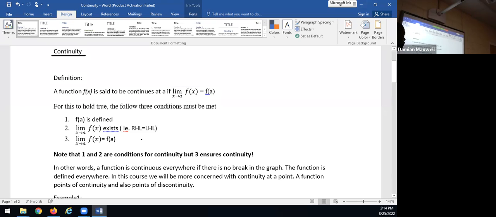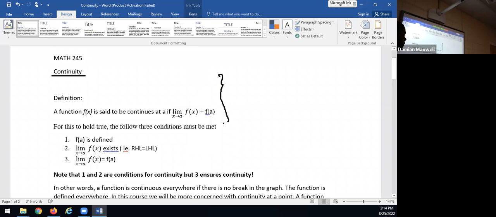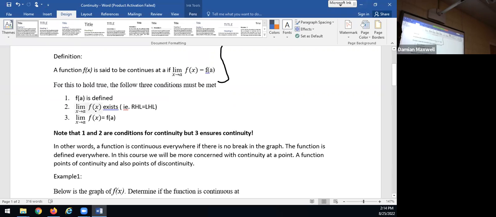And I'm going to break it down for you into 3 parts so you can see what I'm talking about. So what we're saying is that these 3 conditions must be met. And as I said, it's summarized here, but I'm just going to break it up. Now, f of a must be defined. The limit as x approaches a of f of x must exist. And when does the limit exist? Whenever the right-hand limit is equal to the left-hand limit.